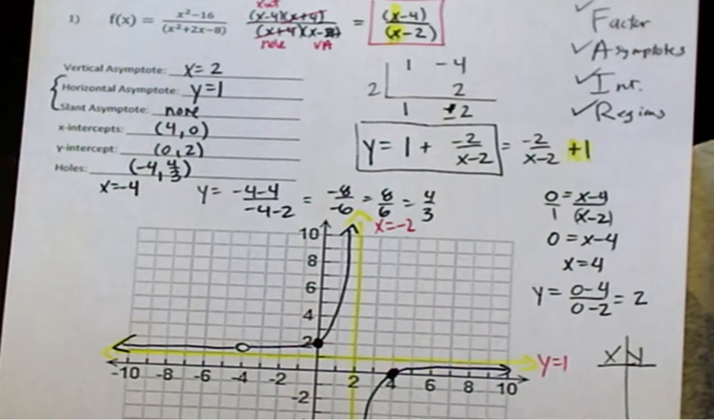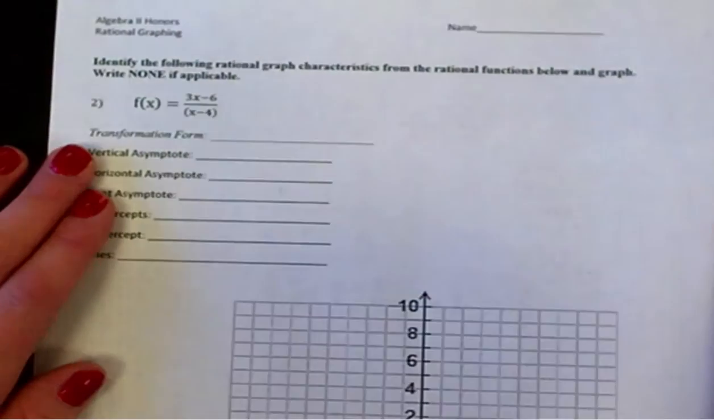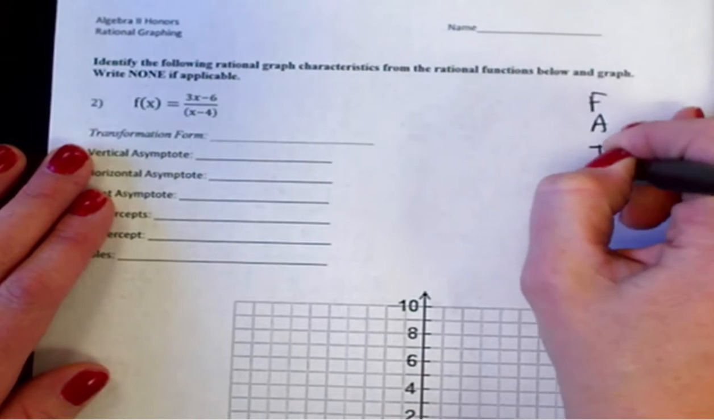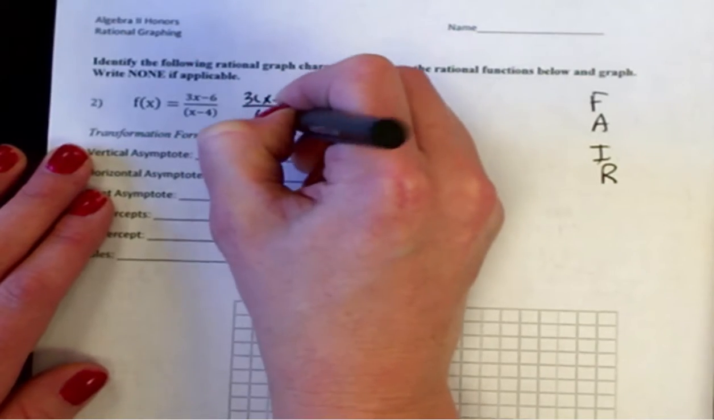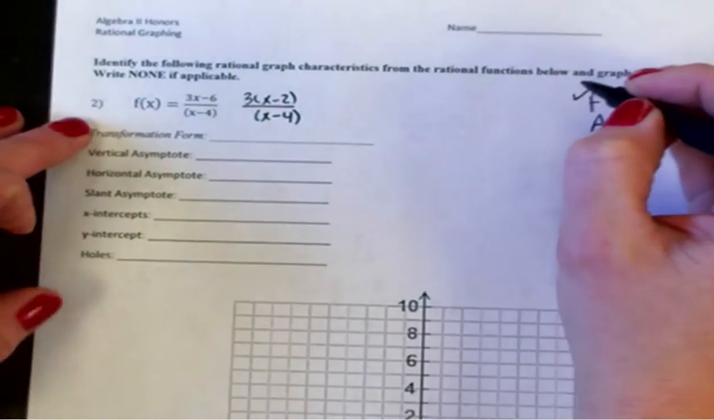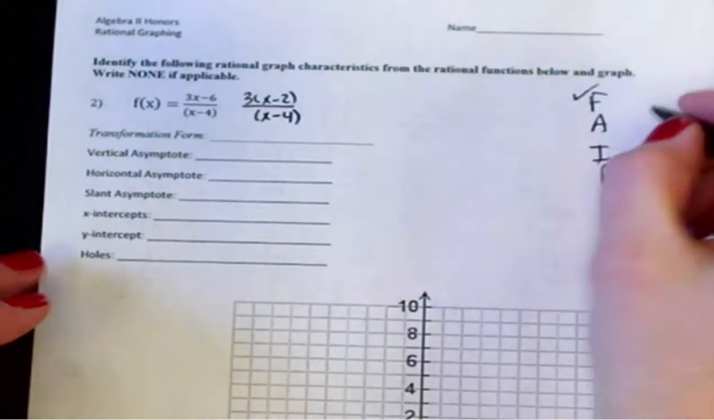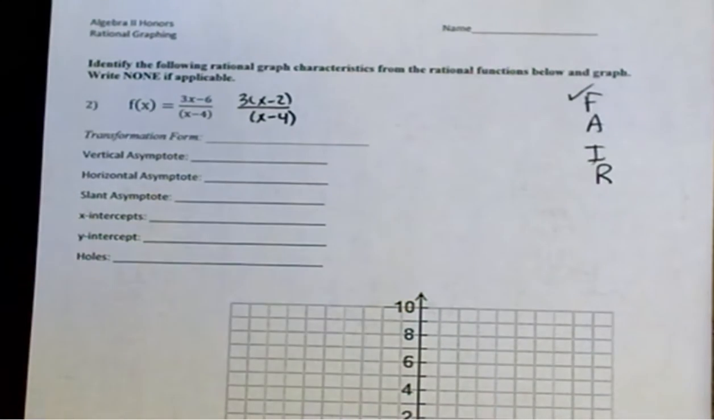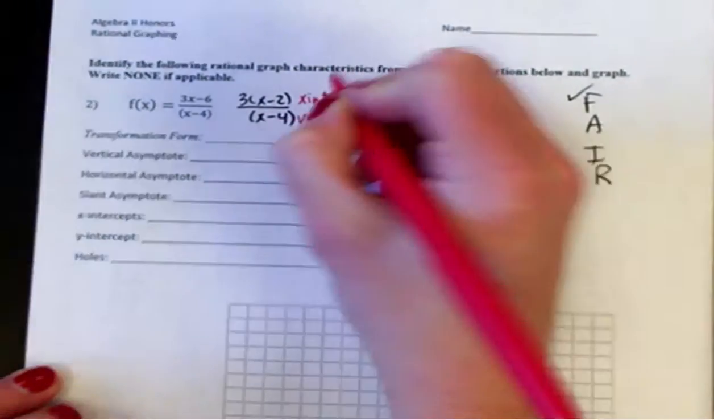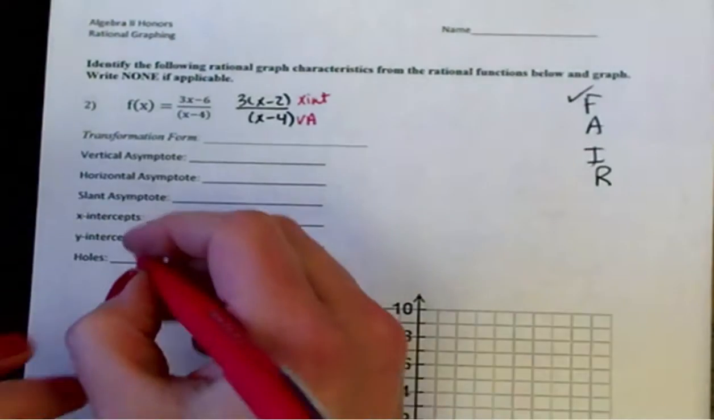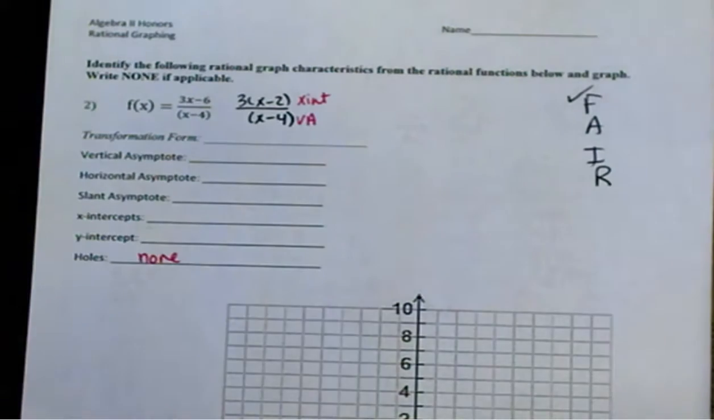Okay, let's turn it over. All right. Fair. Has to be fair. So I'm going to factor it and take the 3 out. Okay, factored. This one says transformation form, but I'm just going to go down the list. Asymptotes. I see this doesn't reduce, so this is a vertical asymptote. This one's going to be the x-intercept, and there's going to be no holes.